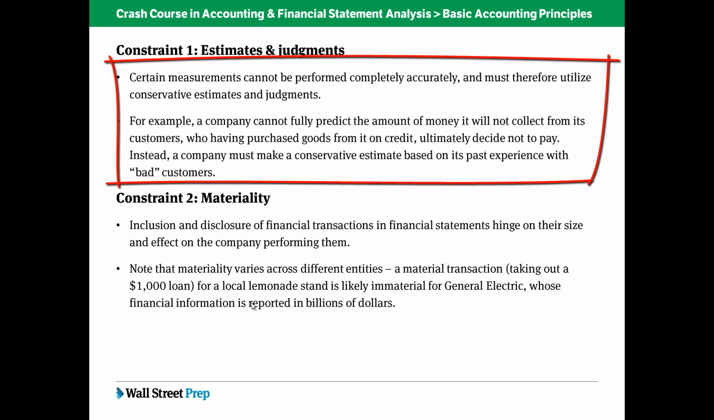Certain measurements cannot be performed completely accurately and must therefore utilize conservative estimates and judgments. For example, a company cannot fully predict the amount of money that it will not collect from its customers who, having purchased goods from it on credit, may ultimately decide not to pay. Instead, a company must make conservative estimates based on its past experience with bad customers. So the nature of accrual accounting is such that since you're no longer just capturing expenses and revenue based on when cash is coming in and going out, you then have to start making assumptions. And this is the first constraint.